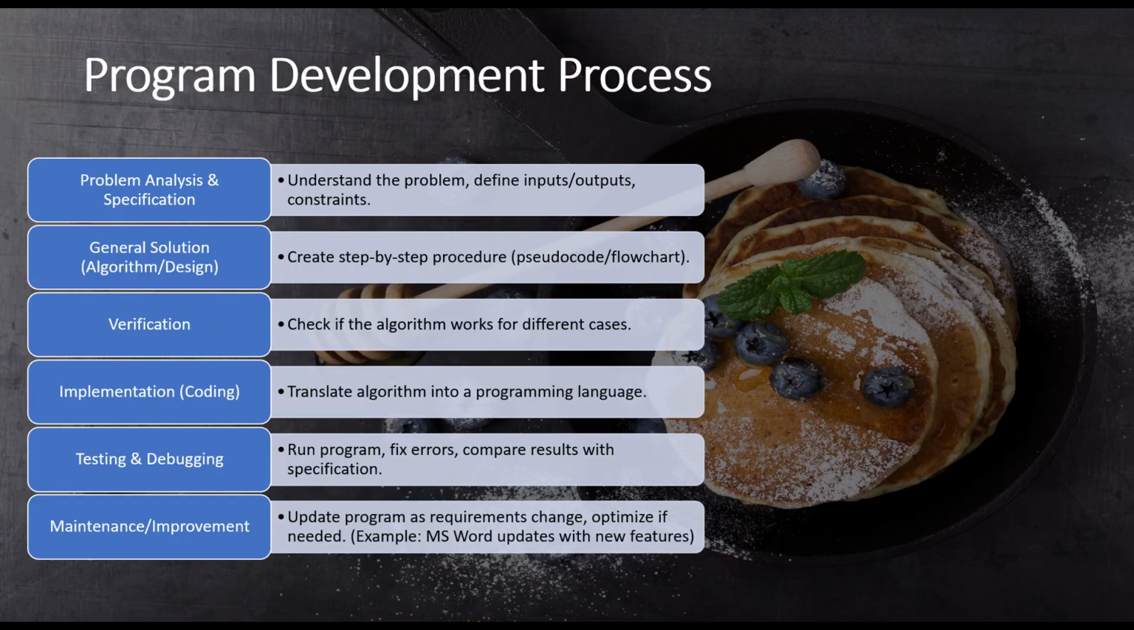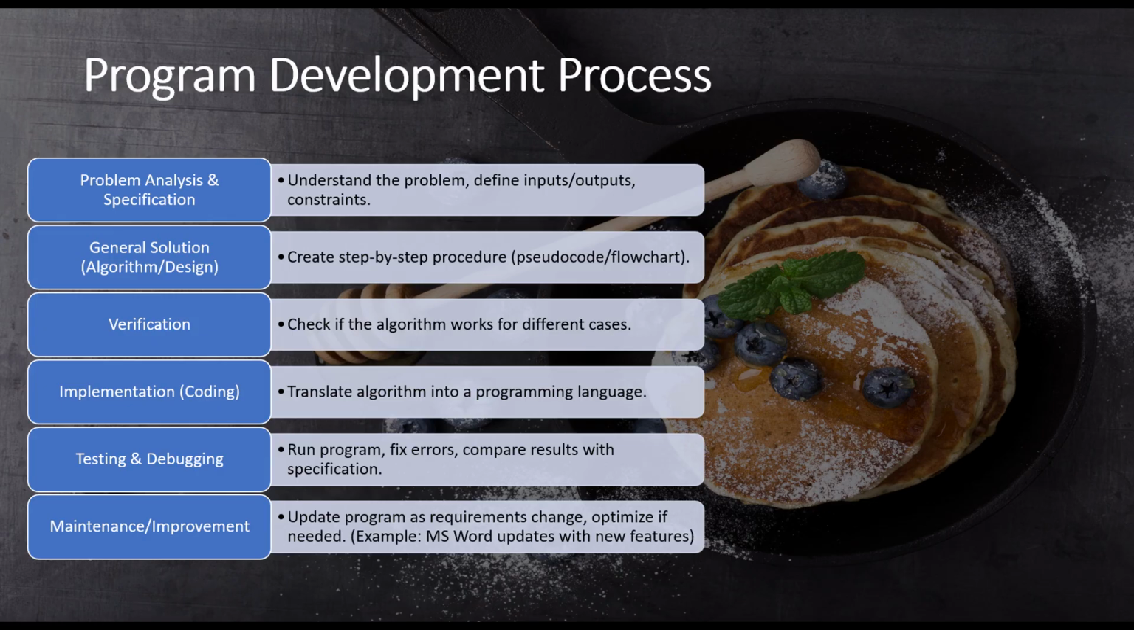Suppose you are making pancakes for your family members. You need to know how many pancakes each one will take and what kinds of pancakes they want, the specifications like blueberry pancakes or chocolate chip pancakes. All those specifications you need to know beforehand. And you also need to keep in mind if someone has any food allergies. What are the ingredients that you have right now to make the pancakes? All these things come under the problem analysis and specification part. In programming, this step is about understanding the problem, defining the inputs and outputs, and knowing the constraints.